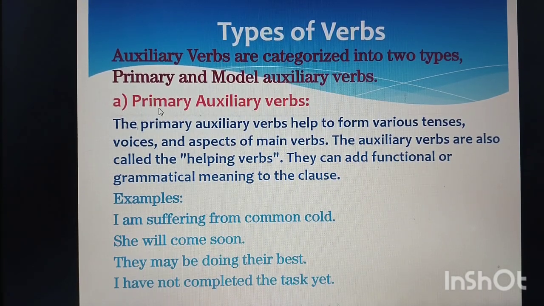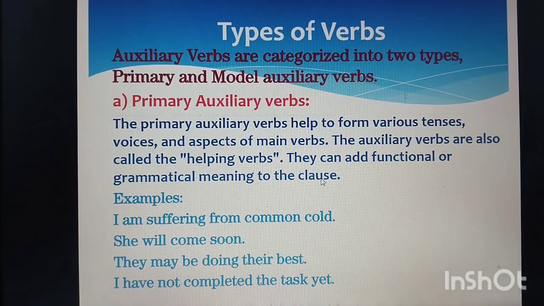The first type is primary auxiliary verbs. The primary auxiliary verbs help to form various tenses, voices, and aspects of the main verb. The auxiliary verbs are also called helping verbs. They can add functional or grammatical meaning to the clause. Clause means here sentence.